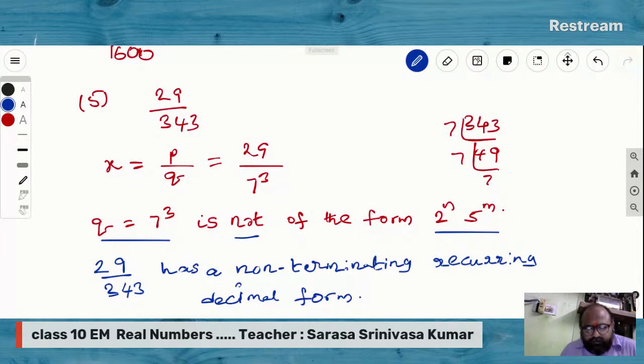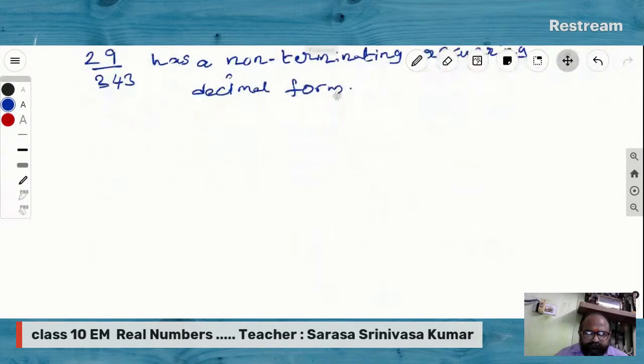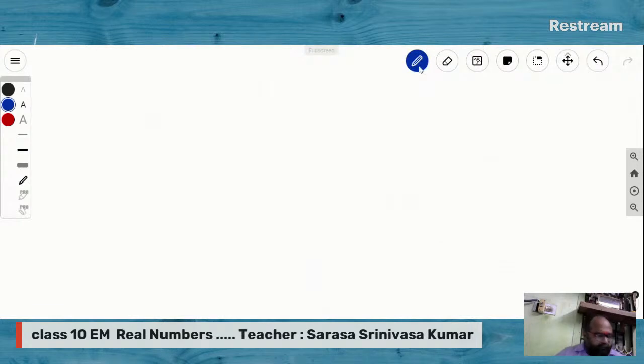So again, students must understand that 7 power 3 cannot be expressed in the form of 2 power n 5 power m. Therefore, we conclude that 29 by 343 has a non-terminating recurring decimal form. This is by theorem 1.5. Now we consider another problem.